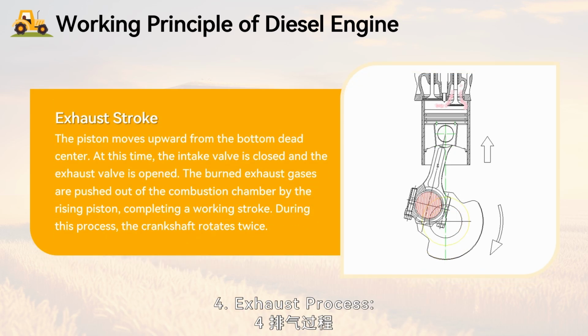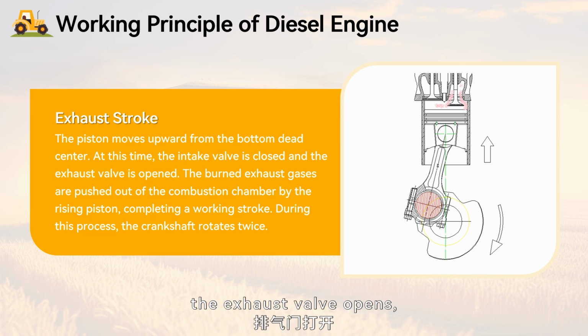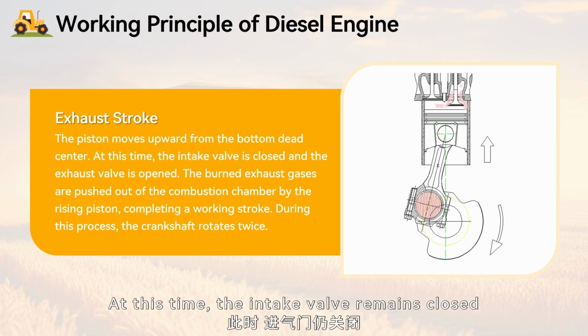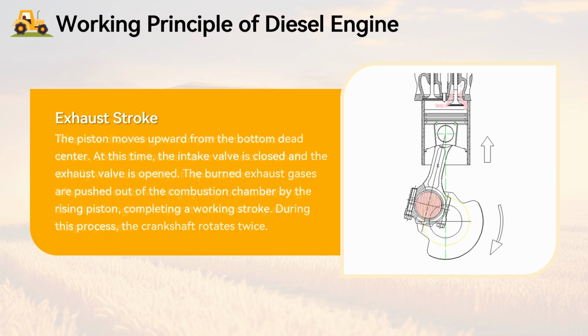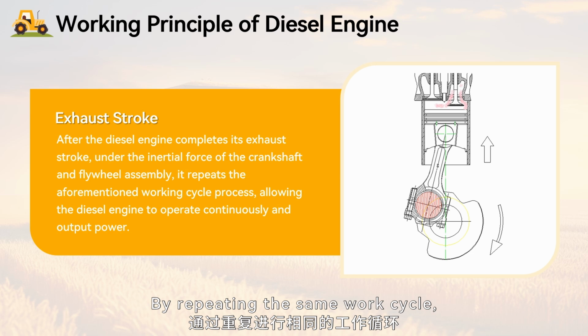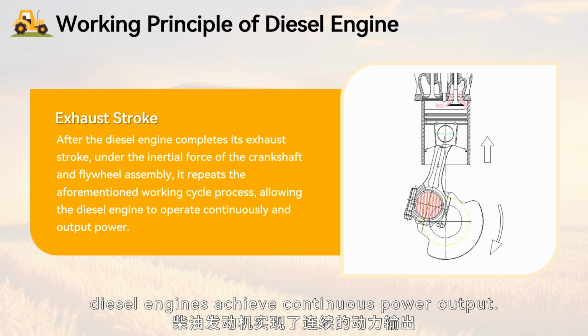4. Exhaust process. As the piston continues to move upward, the exhaust valve opens, and the exhaust gases produced during the combustion process are expelled from the cylinder during the piston's upward movement. At this time, the intake valve remains closed to prevent fresh air from entering the cylinder. By repeating the same work cycle, continuously performing work externally, diesel engines achieve continuous power output.